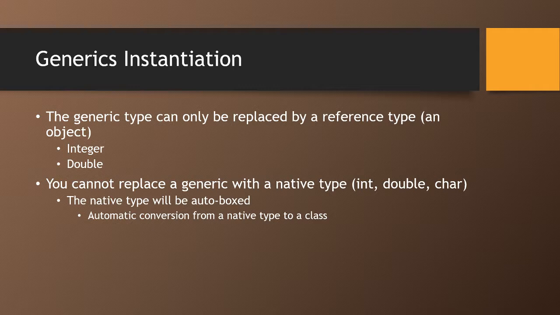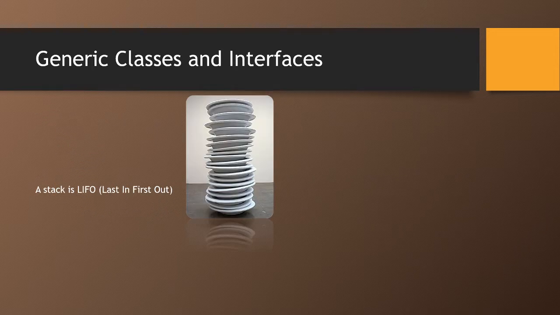We can't use a generic with a native data type: int, double, char. And you'll see that we can put that in our code, but internally C# is going to be changing that to the object representation of that data type. So this native data type then is going to be auto-boxed. And auto-boxing is automatic conversion from a native type like int to a class or object type like Integer.